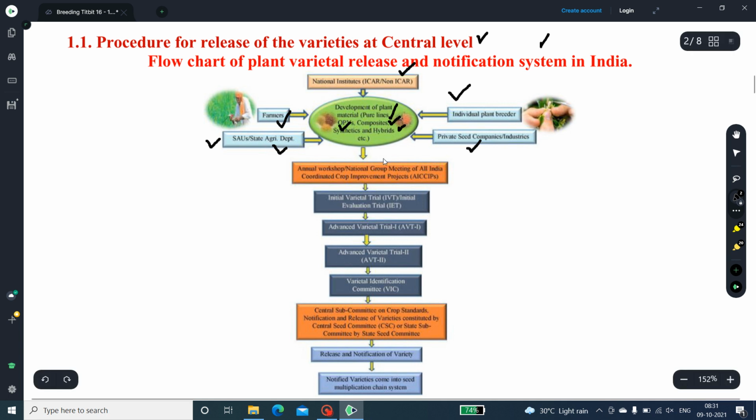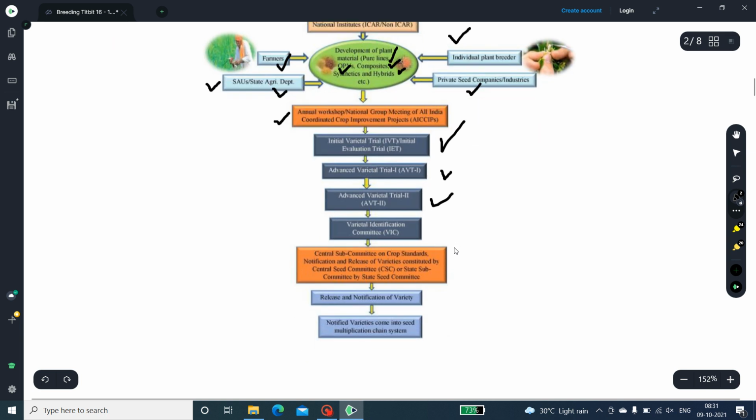Annual workshop, national group meeting of all India coordinated crop improvement projects: they consolidate all these varieties, and that will be discussed in the annual workshop, and they will promote some of the best entries for three trials, like the initial varietal trial or initial evaluation trial, advanced varietal trial 1, and advanced varietal trial 2, and these things we will be seeing in subsequent slides.